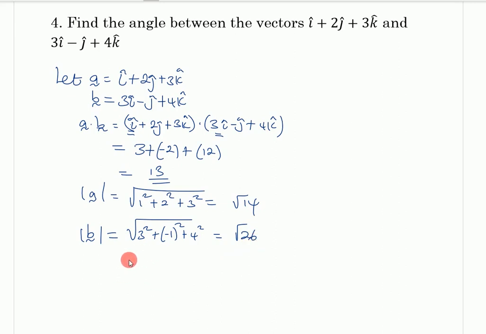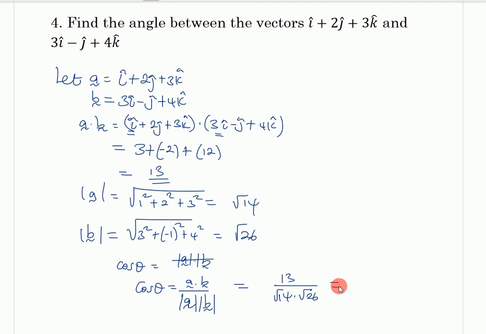And now, from the definition of a dot product, we shall get that cosine of theta is equal to a dot b divided by the magnitude of a times the magnitude of b. A dot b, we got 13, divided by root 14 times root 26. That is what we are having there.